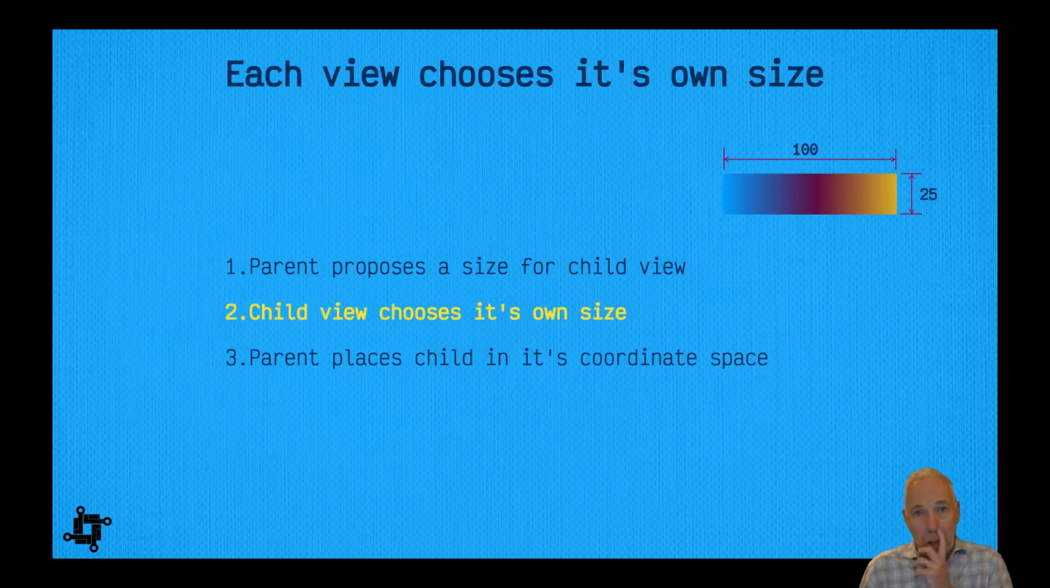So one other thing I want to show is that each view in that second step always chooses its own size. As a child, it is the child that decides its size. The parent does not. The parent can propose a size, and the child may adopt that size, depending on the type of child view it is. But the child is the one that's going to decide the size, not the parent. And so that's another fundamental key concept to keep in mind.